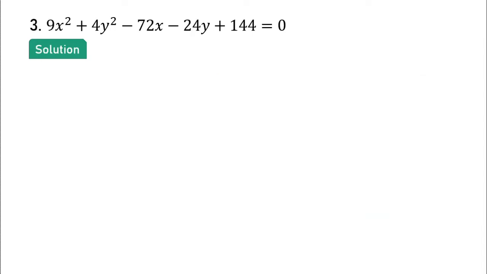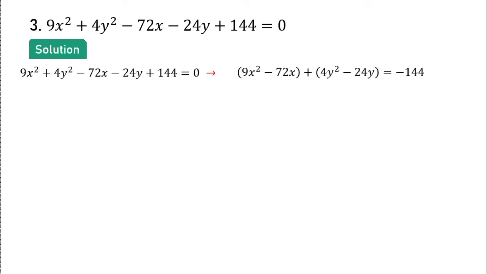Next, 9x squared plus 4y squared minus 72x minus 24y plus 144 equals 0. So, like in the previous example, gagawin natin is we're going to group the same terms. Group natin yung same literal coefficient. So, group natin yung 9x squared minus 72x plus 4y squared minus 24y equals negative 144. So dito, negative 144 kasi we transpose this positive 144 to the right side.